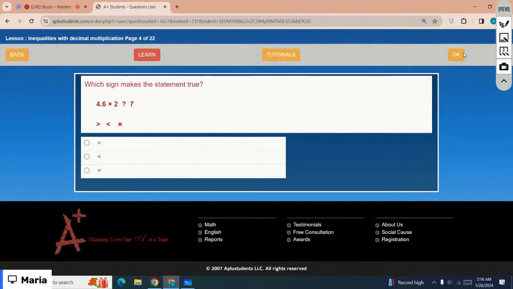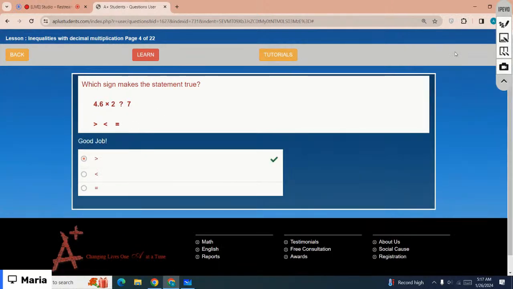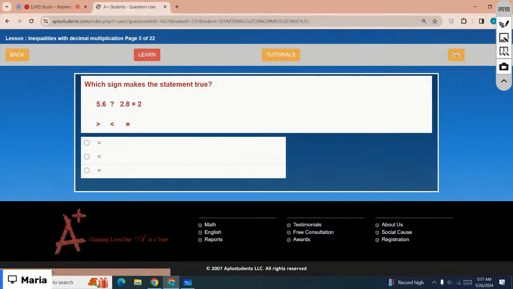The correct option is option number 1. Very good. 2 times 4.6 is greater than 7. The correct option is option number 1. Very good. Okay, the next one is you have to compare 5.6 to 2.8 times 2. So which is the correct option?